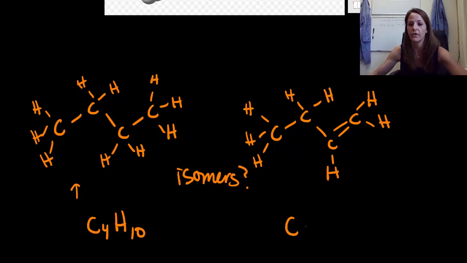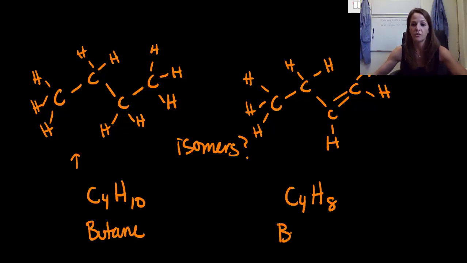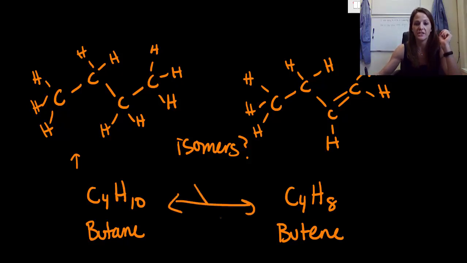We have 1, 2, 3, 4. Good. So we have the same number of carbon atoms. Then look at our hydrogen: 1, 2, 3, 4, 5, 6, 7, and 8. The one on my left is actually called butane, and the one on my right is called butene. Now, these are not isomers. If the molecular formulas do not match, they are definitely not isomers.